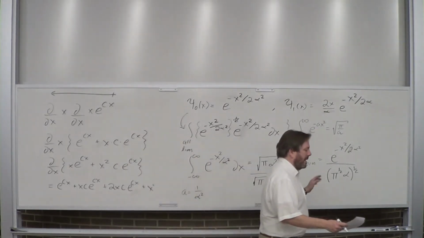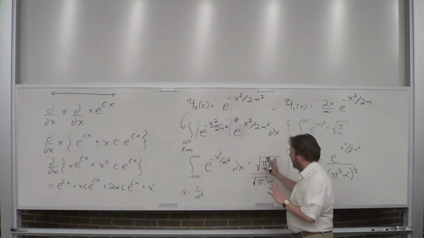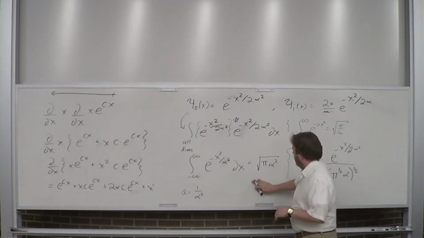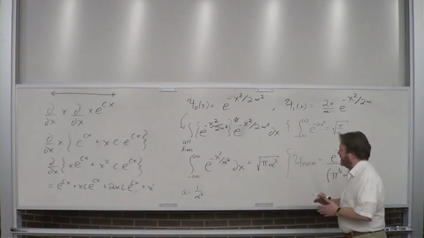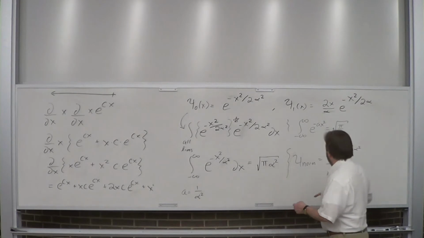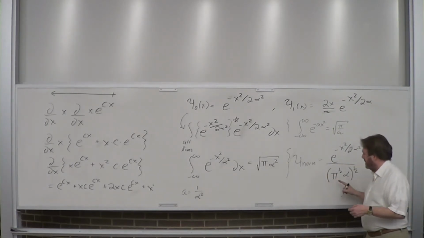But the lesson here was you managed to integrate this thing. Now remember, the purpose was that you should get 1. You should have gotten 1.0, but you didn't. You got this thing instead. So you have to divide by the square root of that. So that's this. I just neatened it up.